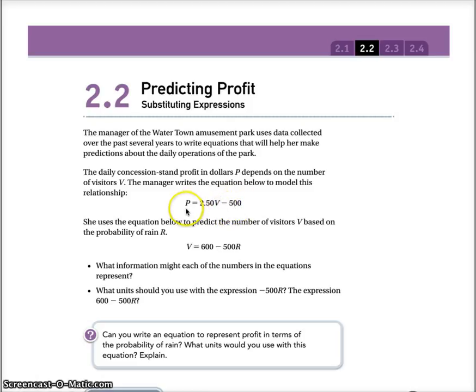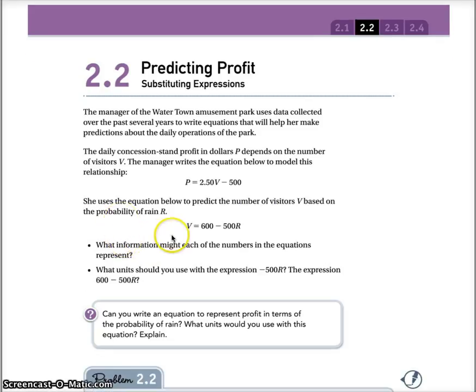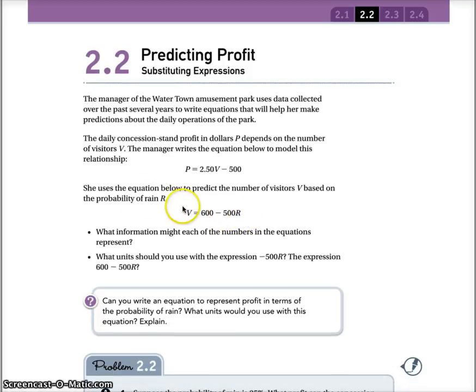Okay, so here's how much money they're going to make based off of this. Now this is kind of a vague idea because we don't know what V is. So that's the number of visitors, but what do we put there? She uses the equation below to predict the number of visitors based on the probability of rain. So where there's V, V is 600 minus 500 times R. R is the probability of rain.